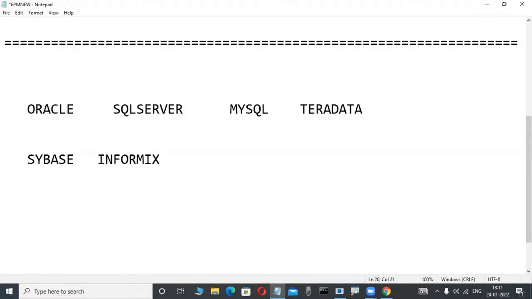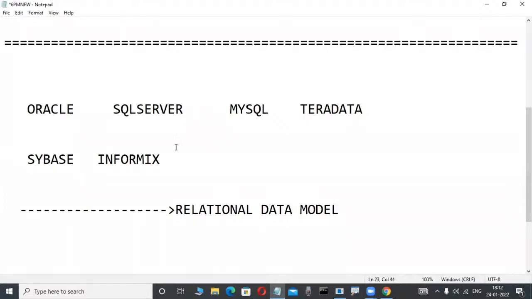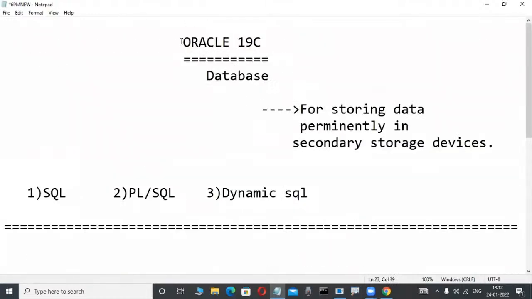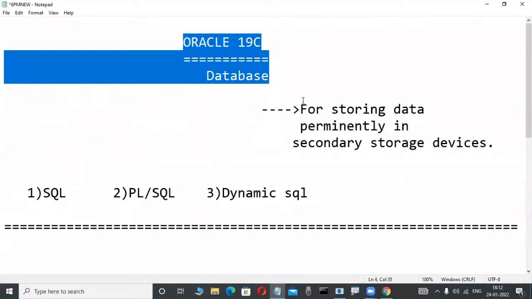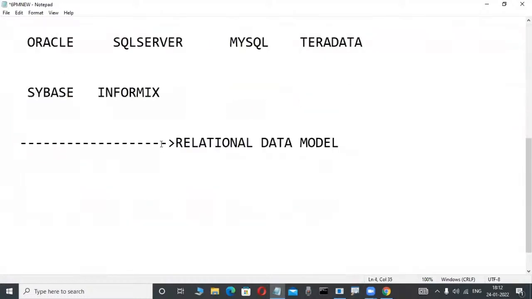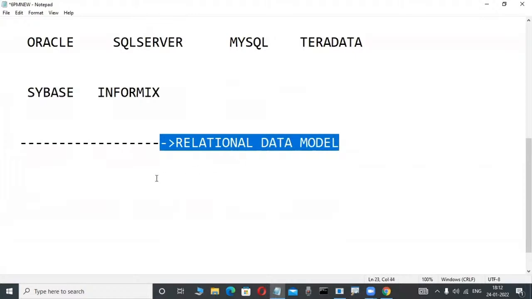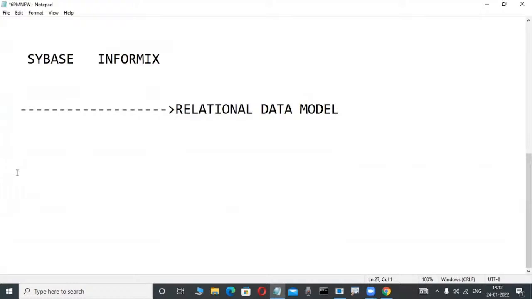These products are all relational databases, or they are all implemented based on the relational data model. The relational data model is a concept. Observe here. Before we start, you must be familiar with these types of courses or products you are interested in learning, so minimum knowledge is required. Now observe here. What is this data model first? What does data model mean?